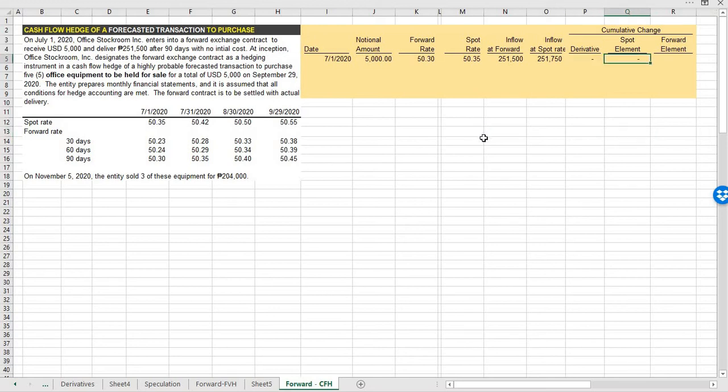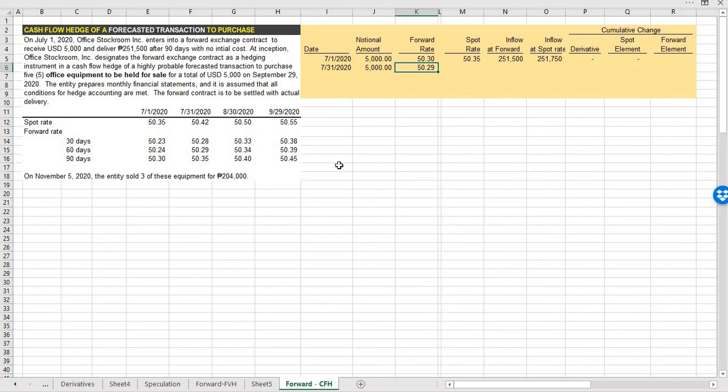Kaya, pwede na tayong mag-proceed sa next date. At yun yung July 31, 2020. So, ang procedure natin would be the same. So, let's start again with a notional amount of 5,000 US dollar. At ganun pa din, kukumputin natin yung expected inflow natin na naka-base sa forward rate at spot rate. So, identify muna natin yung forward rate to be used. So, on this date, the current date is July 31, 2020. So, ang ating forward rate is 50.29.